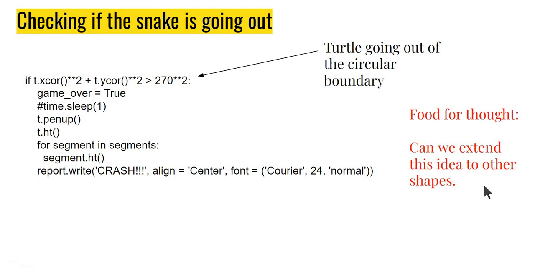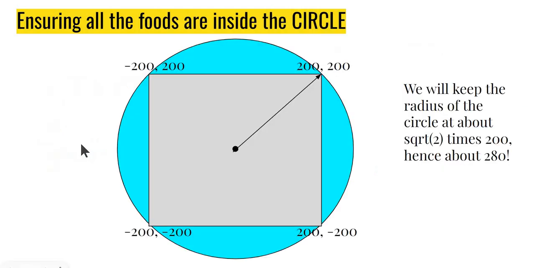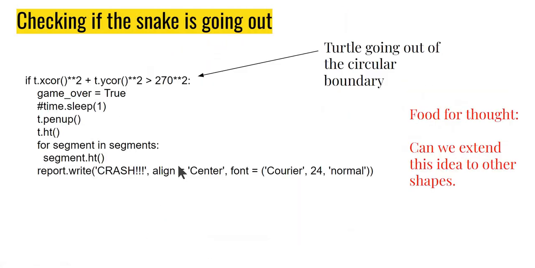A food for thought here. Can we extend this idea to other shapes? For example, let's say a triangle, a parallelogram. Think about it. It's quite interesting. A hint for you: we have to build this shape, whatever shape we want, and then we need to put conditions that reflect the shape that we have drawn, and everything else can remain the same. Pretty interesting idea. Very interesting food for thought. Happy to discuss with anybody who's interested.